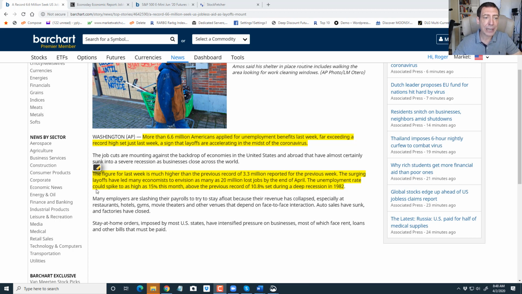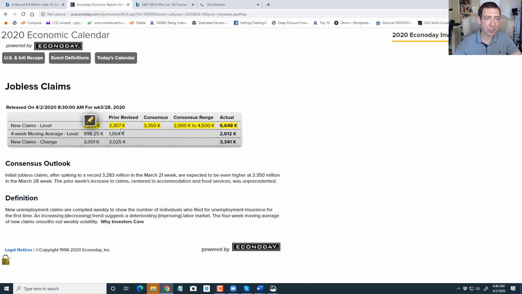The unemployment rate could spike to as high as 15% this month, above the previous record of 10.8% set during a deep recession in 1982. And I'm not going to read the rest because you guys already know what it looks like. I mean, just to show you the numbers, look at this. Prior number, actual number. This is bad, bad, bad. I mean, this is bad. Look at this.